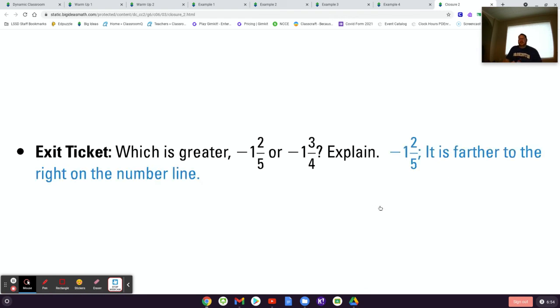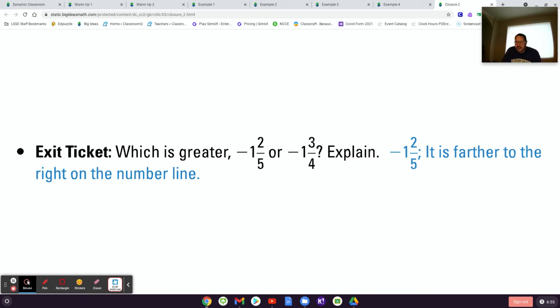Okay, so I'm going to explain this in 2 ways. One is if you graph it, you'll see that negative 1 2/5 is further to the right on the number line, therefore it's greater. Now you can also turn fifths and fourths into 20ths. So negative 2/5, when you multiply by 4/4, gives you negative 1 8/20. When you multiply the negative 1 3/4 by 5/5, at least the 3/4 part, you get negative 1 15/20. So you're comparing those two and you'll see that negative 1 8/20 is further to the right because it's not as negative, therefore it is greater.